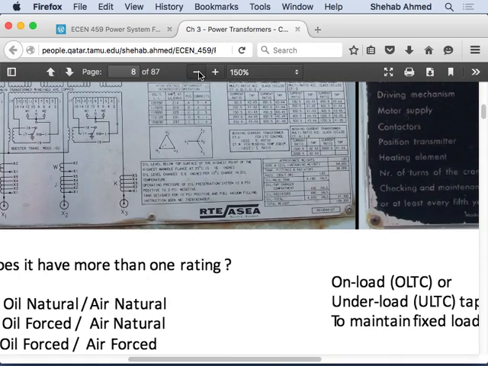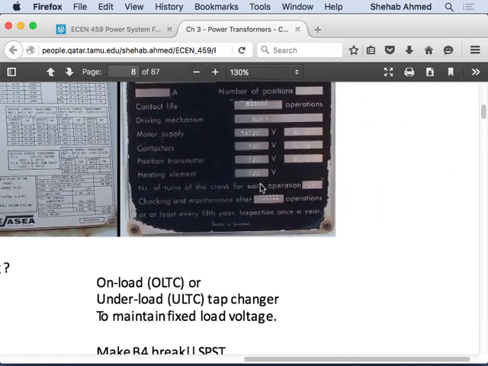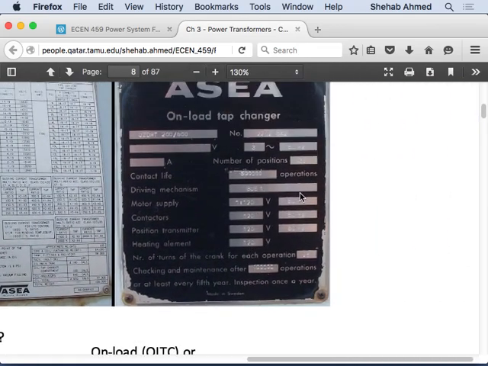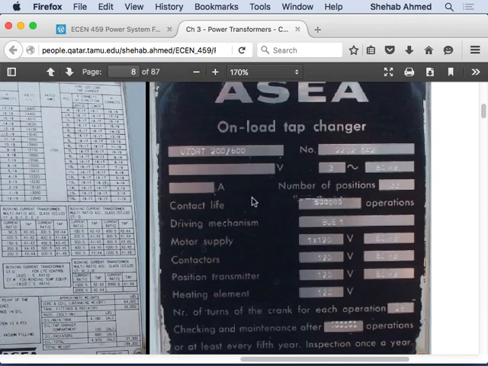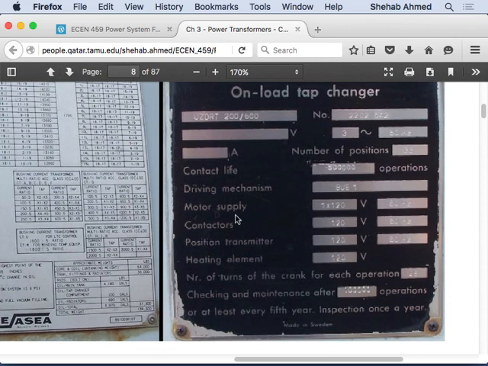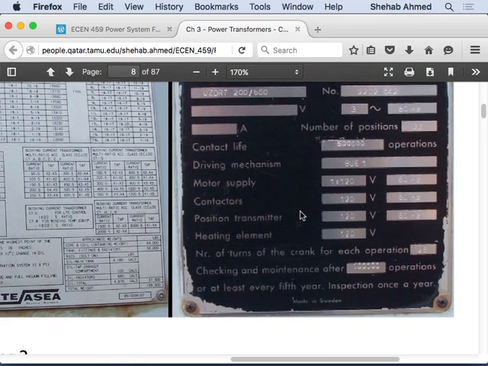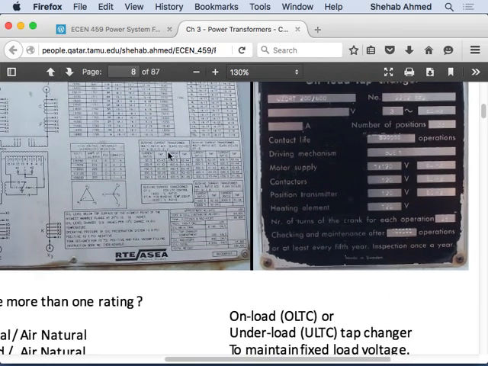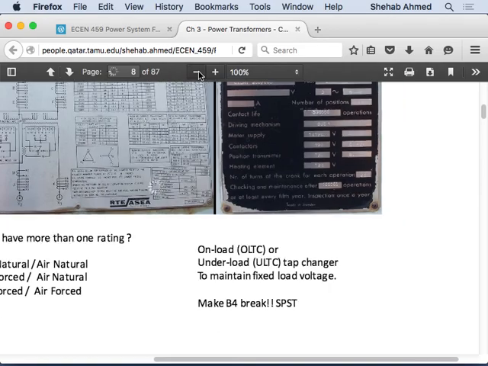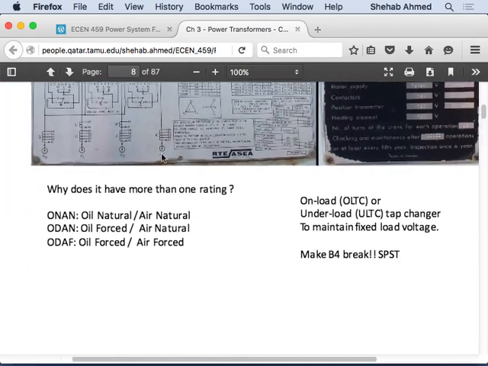So any questions on transformers generally? Driving mechanisms. So this is an on-load tap changer. It will have a motor to drive the tap changer. Number of turns of the crank for each operation. So anyway, this is just some general stuff I wanted to share with you. I think it's important to know some of this general stuff.